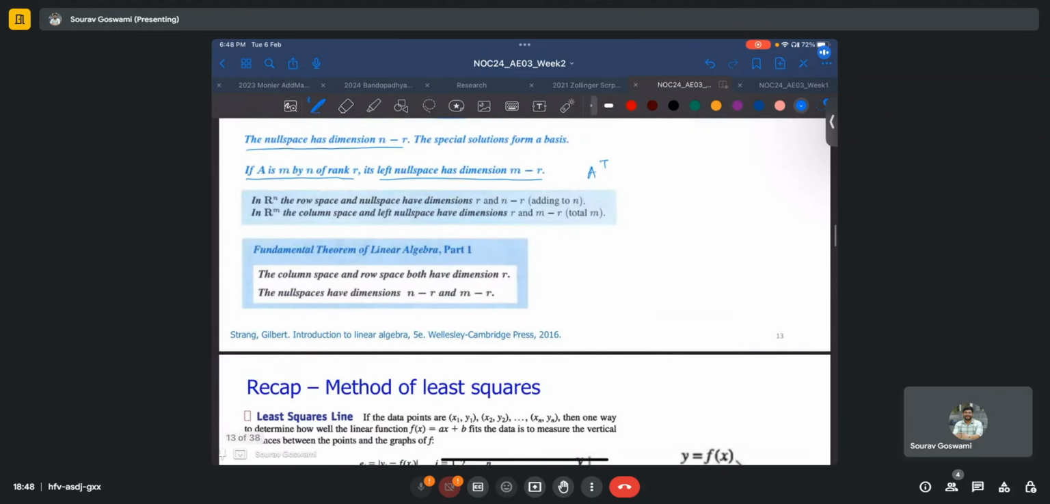The fundamental theorem of linear algebra, which again comes in two parts, suggests that the column space and row space both have the dimension r, and the null spaces, that is both the null space and the left null space. So the null space has a dimension n minus r, and the left one has the dimension m minus r.